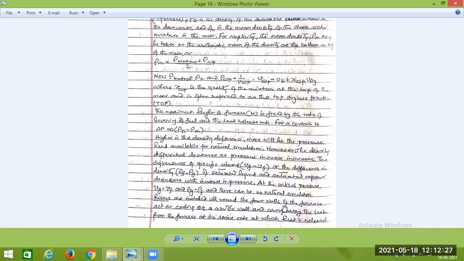If the boiler pressure is greater than 300 bars, then downcomers are placed inside the furnace so that, just one second please.